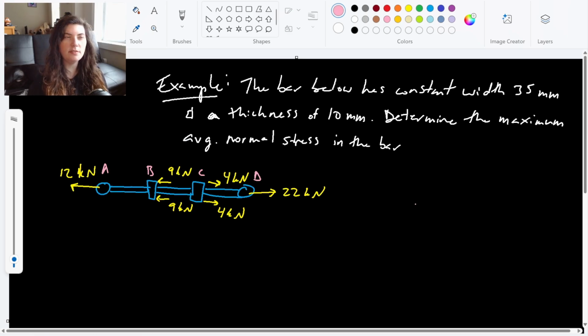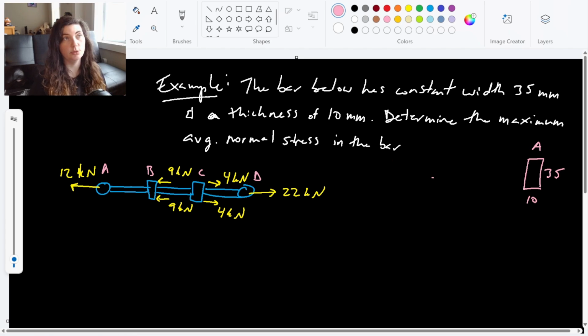In this example, we have this kind of funky looking bar that has all of this axial loading along it, right? It's all entirely loaded in the X direction. And we have this bar below has a constant width of 35 millimeters and a thickness of 10 millimeters, which automatically tells us our cross-sectional area, right? That we have this rectangular cross-sectional area of 10 by 35 millimeters. Determine the maximum average normal stress in the bar.